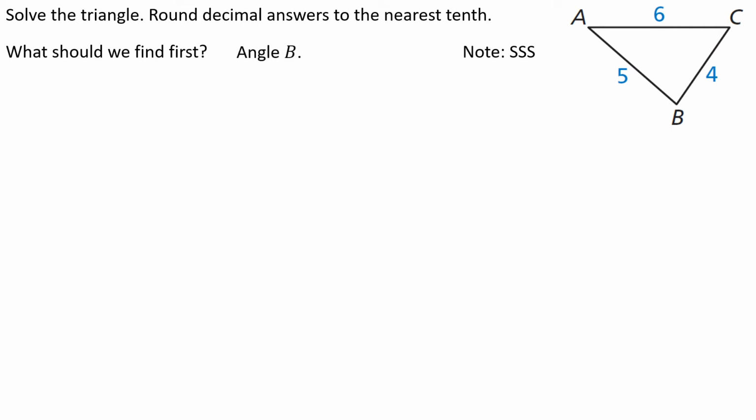Now, if you're inquisitive, you've got to be asking yourself, well, how come angle B would be the one we want to start with? Well, let's find out what could potentially go wrong with the largest angle, right? 6 is the largest side, so angle B has to be the largest angle.